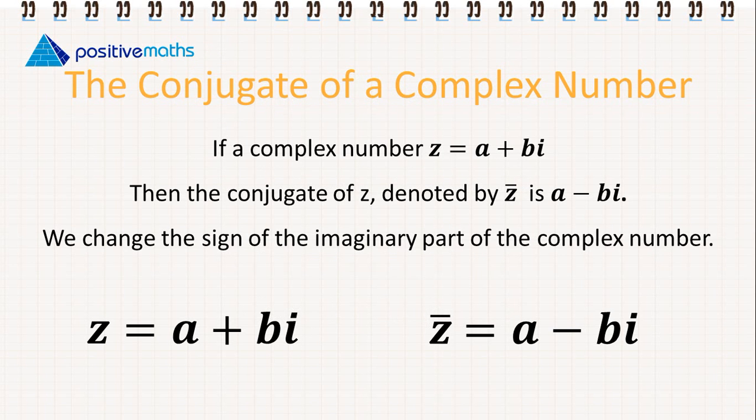So the conjugate of a complex number. If we take a complex number, z is equal to a plus bi, then the conjugate of z, denoted by z with a dash over, or z with a hat, is a minus bi. So we change the sign of the imaginary part of the complex number. This is really the only time that people get confused with this: they might think that they have to change both signs, but it's just the sign of the imaginary part. If we have z is equal to a plus bi, then the conjugate of z is equal to a minus bi.